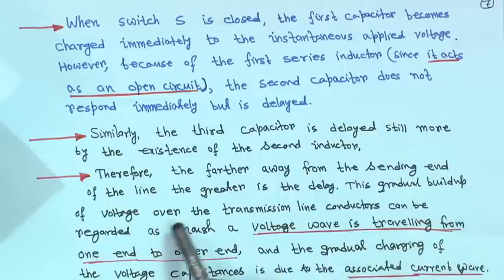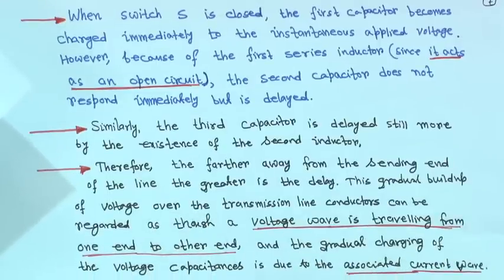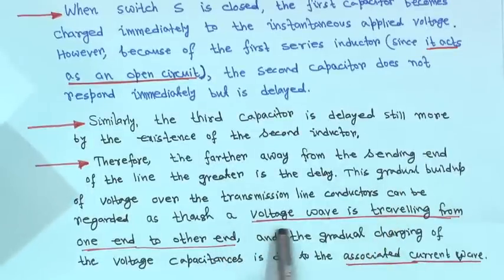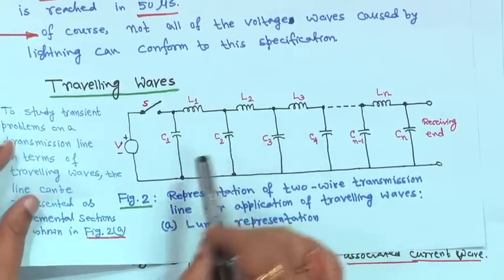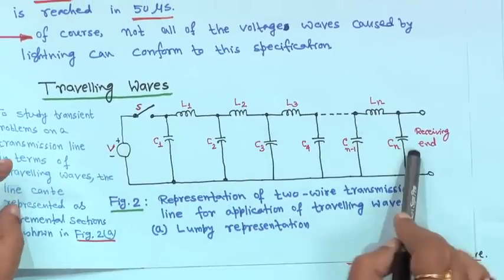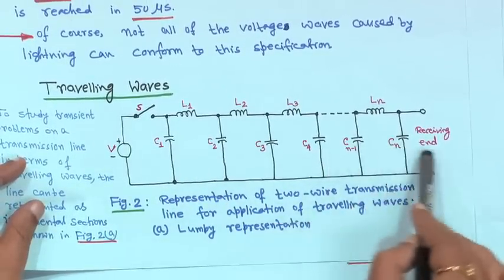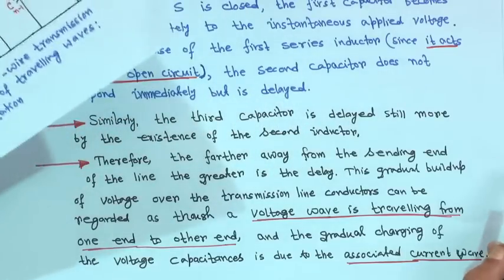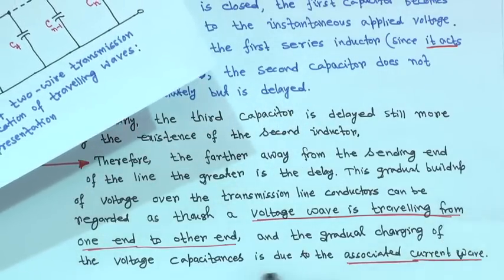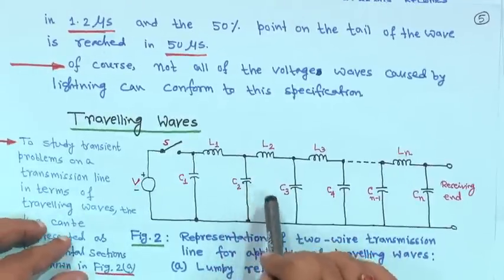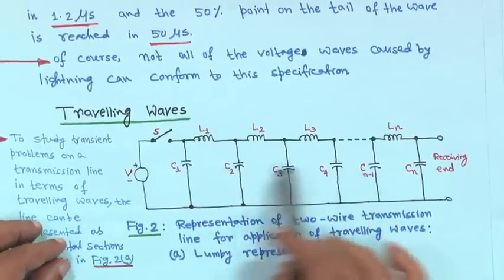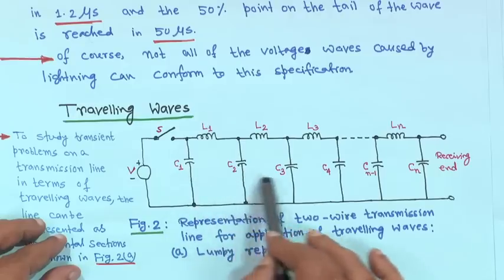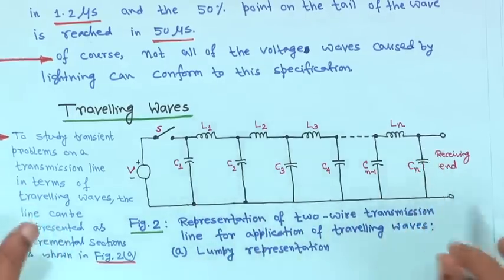This gradual build-up of voltage over the transmission line conductors can be regarded as though a voltage wave is travelling from one end to the other. If this phenomenon continues from the sending end to the receiving end, it is as if a voltage wave is moving, right. And the gradual charging of the capacitances is due to the associated current wave. That means any voltage wave will be associated with a current wave, and due to this associated current wave, all the capacitances will be charged, and so on, right.